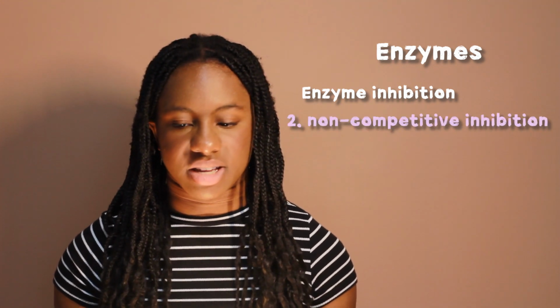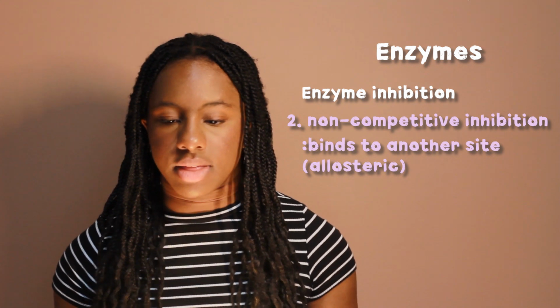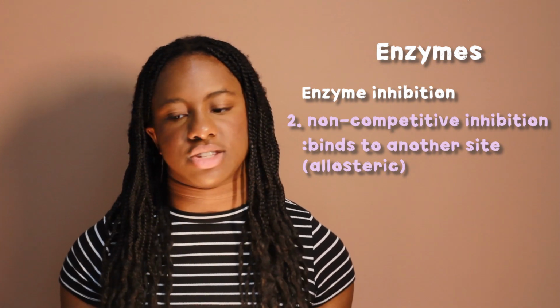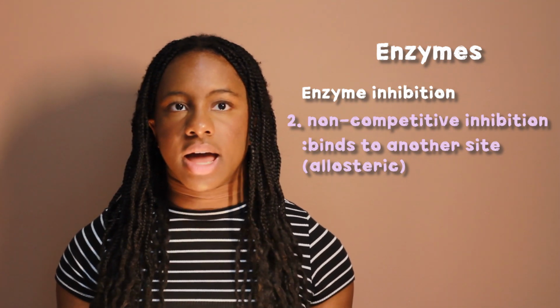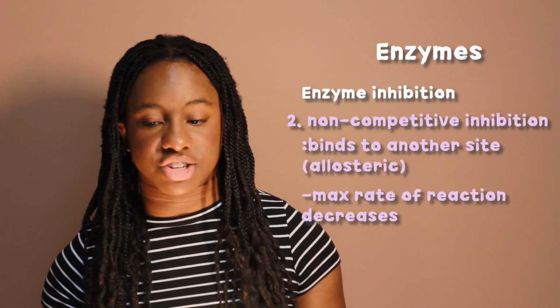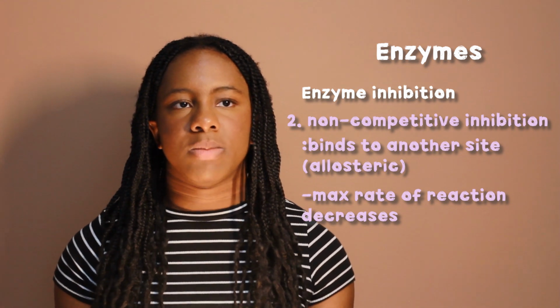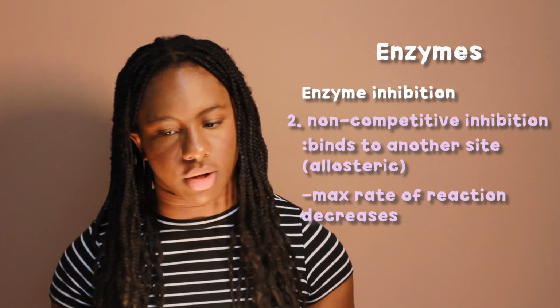Non-competitive inhibition, on the other hand, binds to another site, an allosteric site, on the enzyme, which alters the shape of the active site so substrates cannot enter and attach and catalyze with the enzyme. And non-competitive inhibition affects the max rate of reaction because it decreases, because there are fewer enzymes available because the active site is temporarily changed so enzymes can't use it at all.